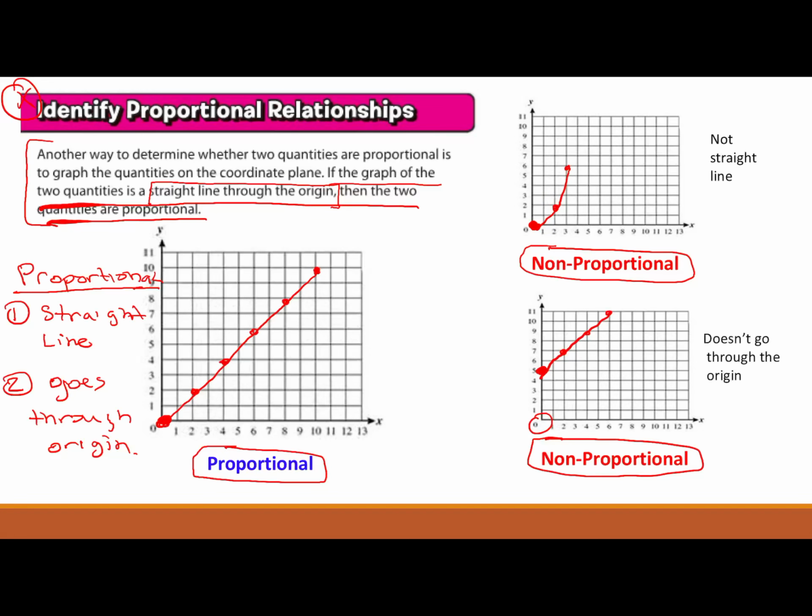Alright, pause for a moment. Well, don't physically push pause, but think for a moment. Can you summarize this slide? Do you understand that proportional relationships are straight lines that go through the origin? If not, go ahead and re-watch this section. If you understand, alright, follow me. We're going on to the next slide. We're ready to tackle some problems.